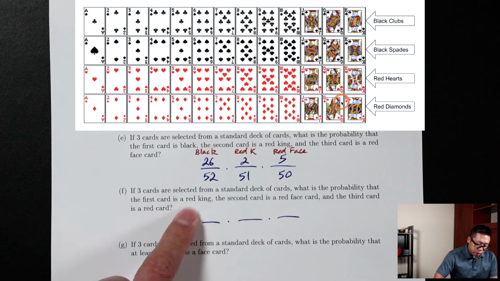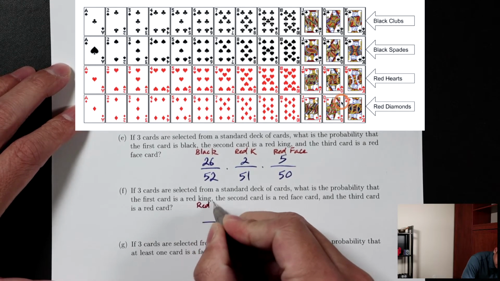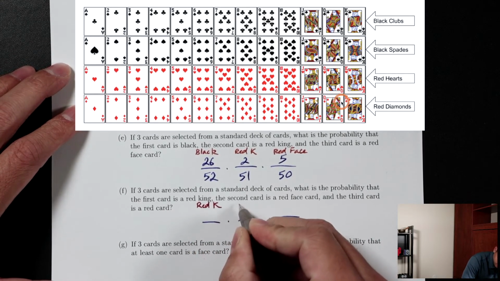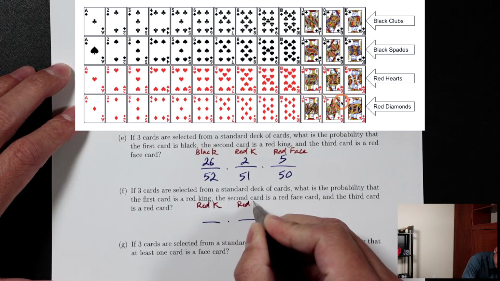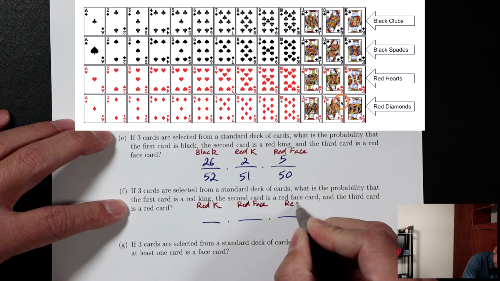First card is a red king, so that's red K. Second card, red face card. So red face. Third card, just red.